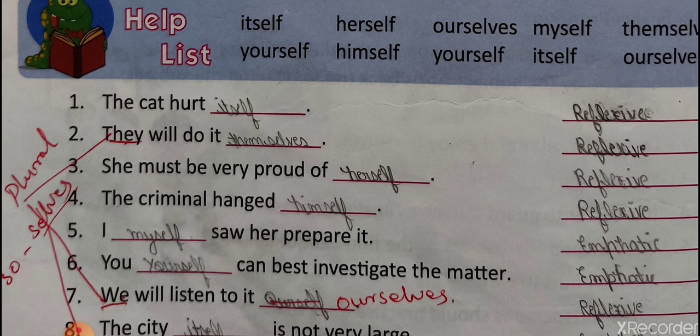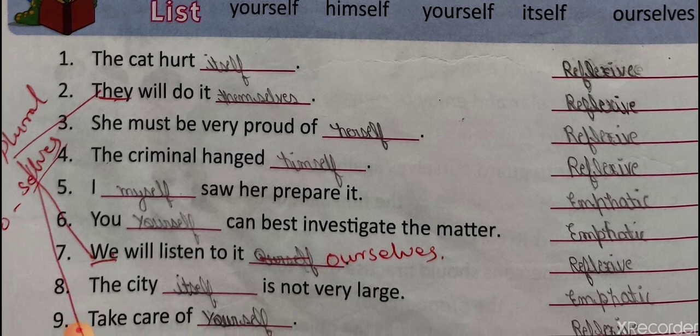She must be very proud of herself. Here she is used, so the pronoun will be herself, and this is also reflexive because it is coming back to her only. The criminal hanged himself. This is also reflexive because it is coming back on the criminal. I myself saw her prepare it. It is emphatic. Why? Because in this the subject's involvement is clearly shown. You yourself can best investigate the matter. This is also emphatic.